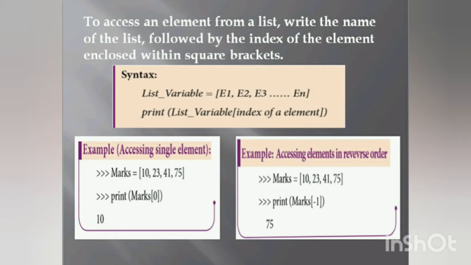Now look at the second example, accessing elements in reverse order. That was a positive index. Now we are going to use a negative index. Same marks is equal to 10, 23, 41, 75. Then print of marks of -1. Minus means this is a negative index. If it is a negative index, it will start accessing from the last element of the list. So the -1 position is 75, and your output will be 75. That is, a negative index can be used to access an element in reverse order.